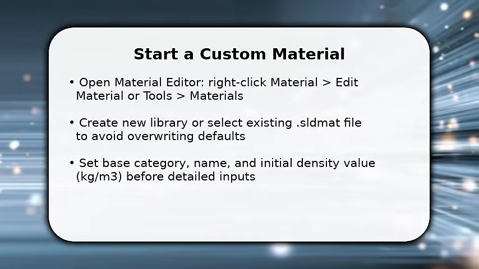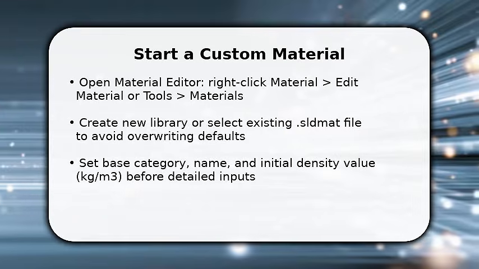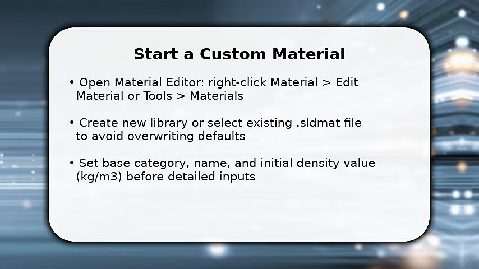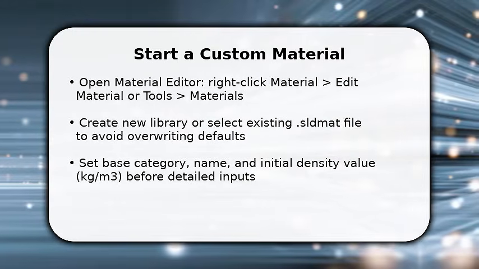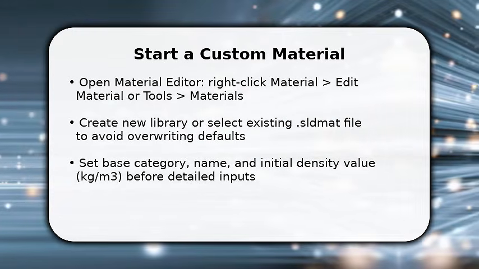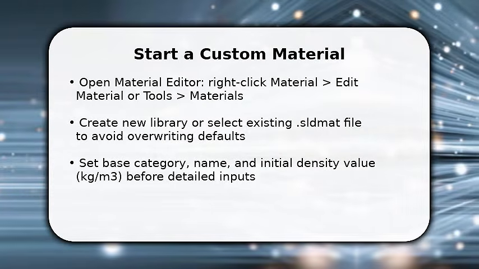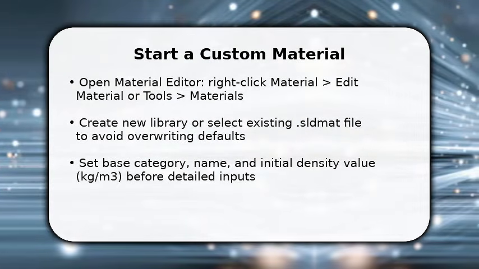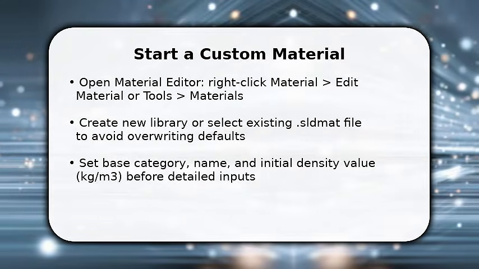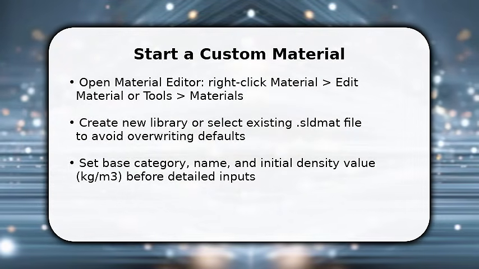You begin by opening the material editor so you can build a reliable material definition. Create or choose a library. Once done, add a new material entry and give it a clear name. Set the base category to metal, plastic, or composite and enter an initial density in kilograms per cubic meter. This matters for mass and simulation accuracy. Make sure to save to a custom library instead of the default so updates remain organized and reversible.